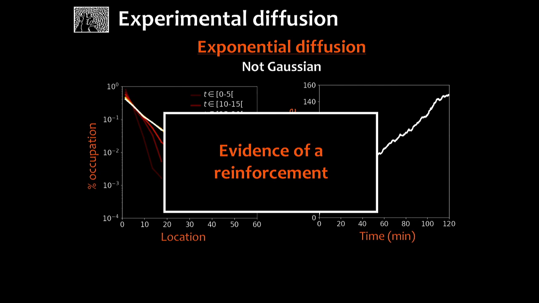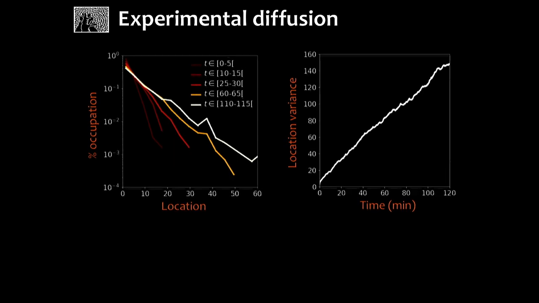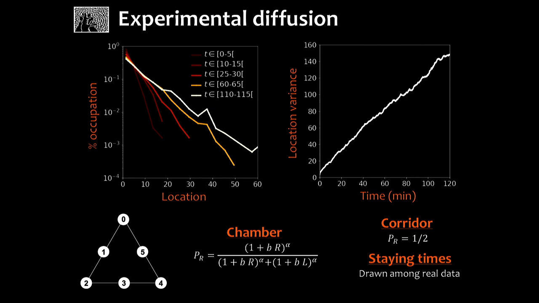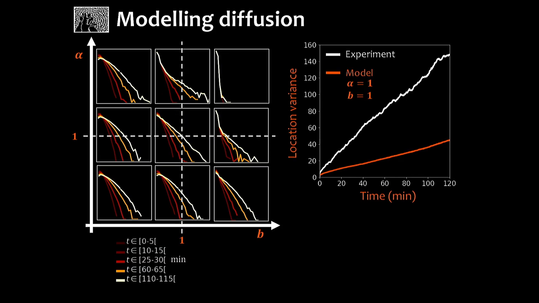We observe exponential diffusion. So now the question is, which values of alpha and b do I have to choose to reproduce this specific diffusion? For that, I have done simulations by fixing different values of alpha and b. Most of the time, for values of alpha and b, I observe a diffusion, so the variance depends linearly on time. So good.